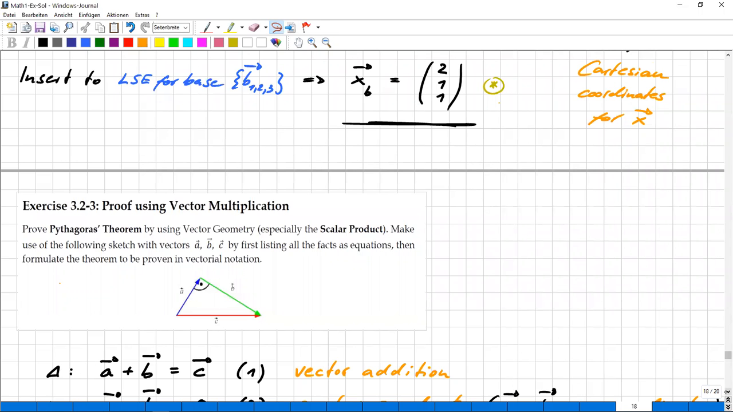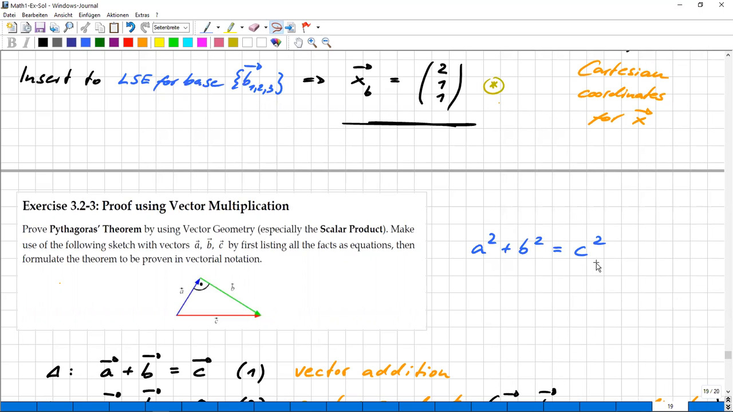So let's jump to the third exercise, which is about one of many possible proofs for the famous Pythagoras theorem, which you all know in the most common form, that a squared plus b squared equals c squared in a rectangular triangle, in any rectangular triangle, where of course c must be the hypotenuse, which is always the longest of the three sides of a triangle.